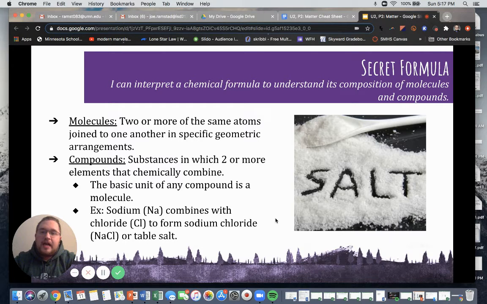So to get started, we're going to talk about chemical formulas, and these are a really important foundation to building our understanding of matter. As we know, molecules are two or more of the same atoms that are joined together in specific geometric arrangements, while compounds, on the other hand, are substances in which two or more elements are chemically combined. The basic unit of any compound is a molecule. For example, sodium combines with chloride to form sodium chloride, or NaCl, or table salt.